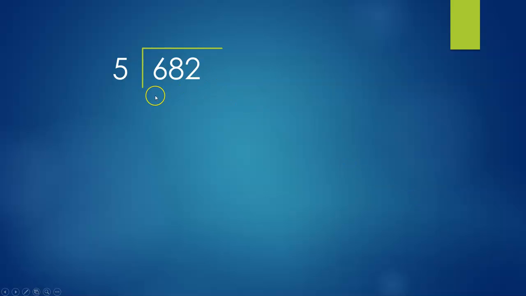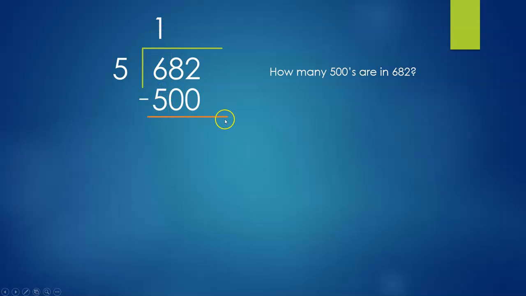So same exact problem as before, 682 divided by 5. So our big question is, how many groups of 5 fit into 682? So start with the biggest possible chunk you can break off. How many 500s are in this number? We have 1 500 that can fit in there. So break off that chunk and see what's left. At that point, we have 182 pieces left over. We are done with our 500s. You can't fit another 500 in there.